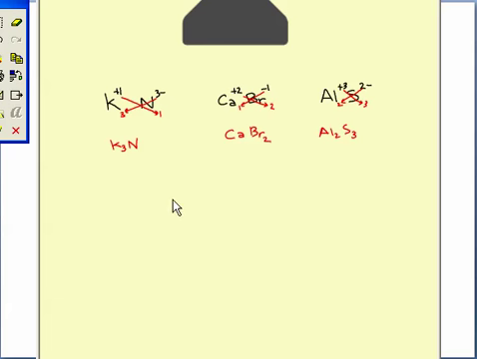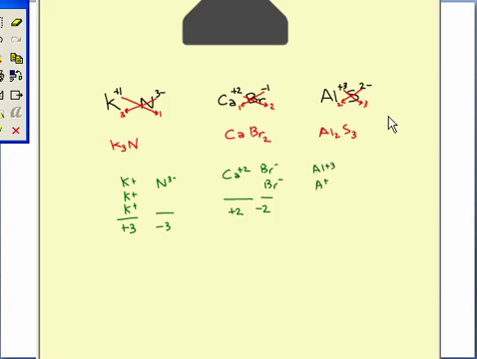Now let's check to make sure the charges really cancel out. If I have 3 potassiums and 1 nitride, I have a total of -3 for my nitride and a total of +3 for my potassium. These cancel out. Here's my calcium. That's +2, and I have 2 bromides. My total charge from 1 calcium ion is +2. My total charge from 2 bromides is -2. These cancel out.